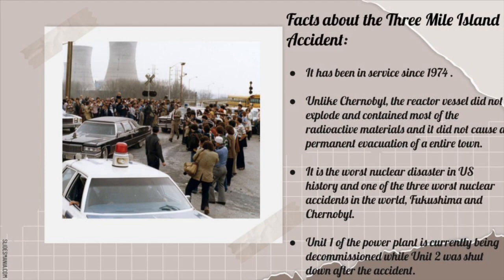Facts about the Three Mile Island accident. It has been in service since 1974. Unlike Chernobyl, the reactor vessel did not explode and contained most of the radioactive materials, and it did not cause a permanent evacuation of an entire town. It is one of the worst nuclear disasters in U.S. history, and one of the worst accidents in the world, along with Fukushima and Chernobyl. Unit 1 of the power plant is currently being decommissioned, while Unit 2 was shut down after the accident.